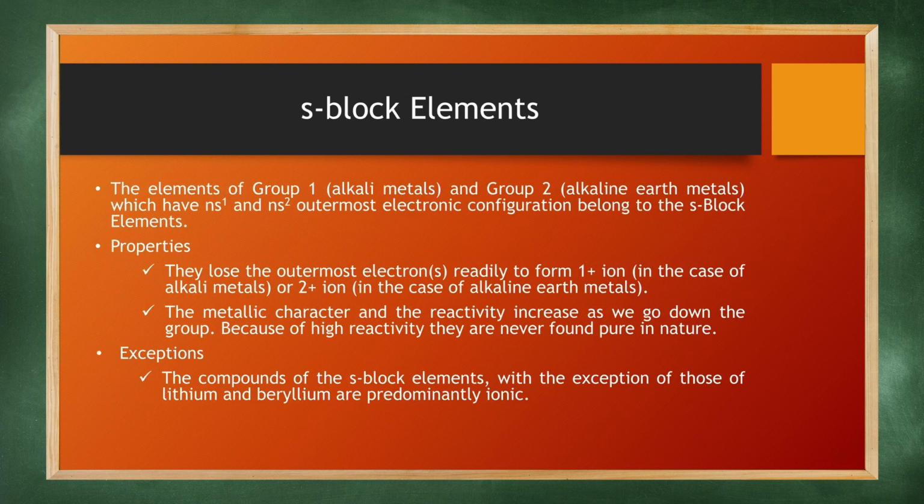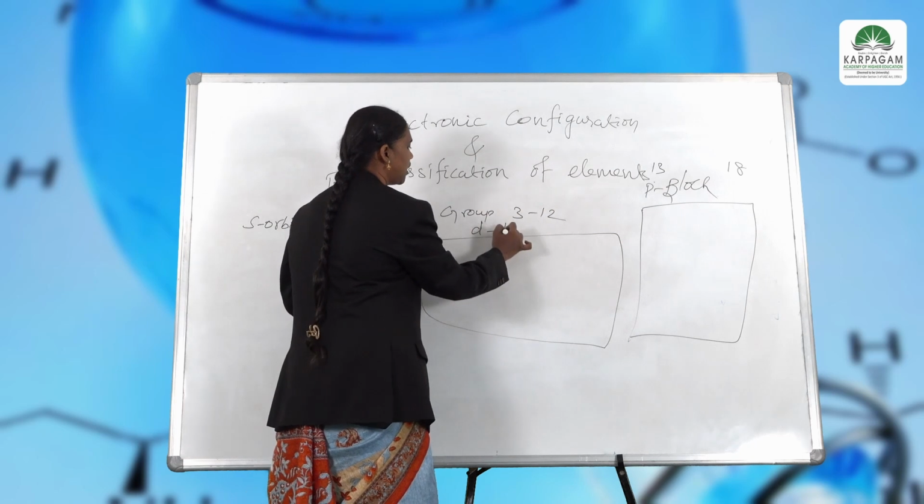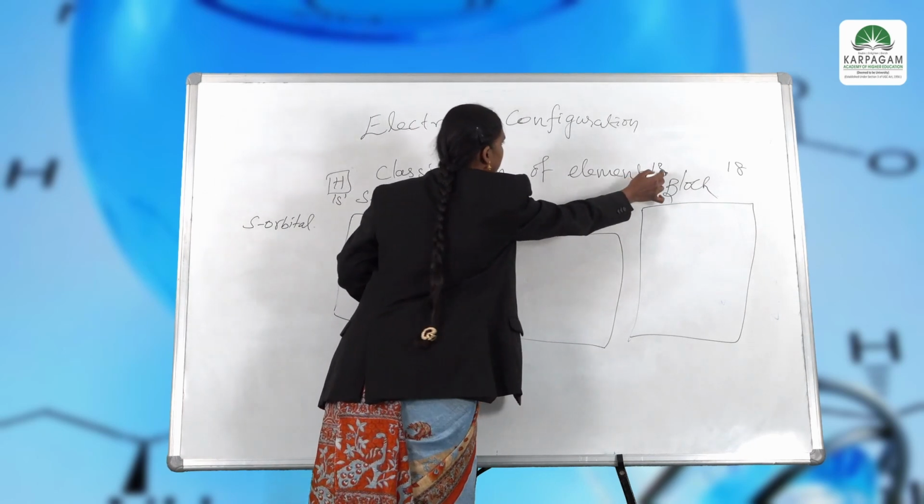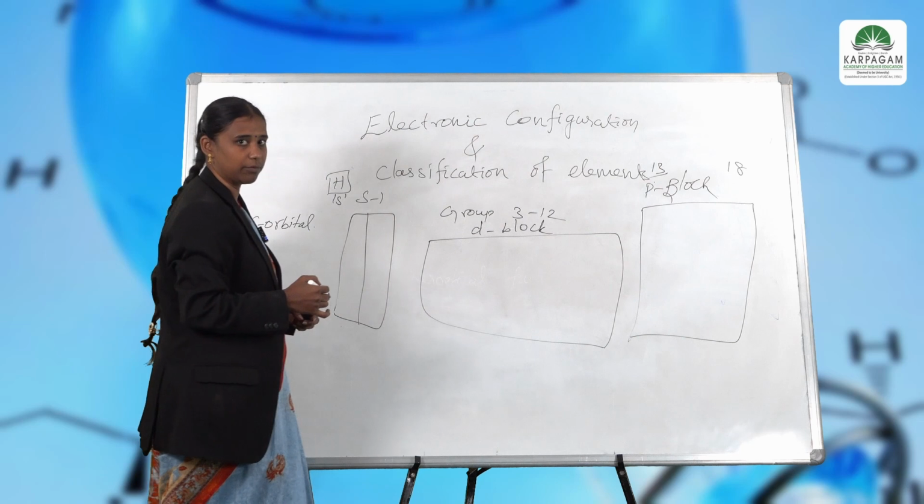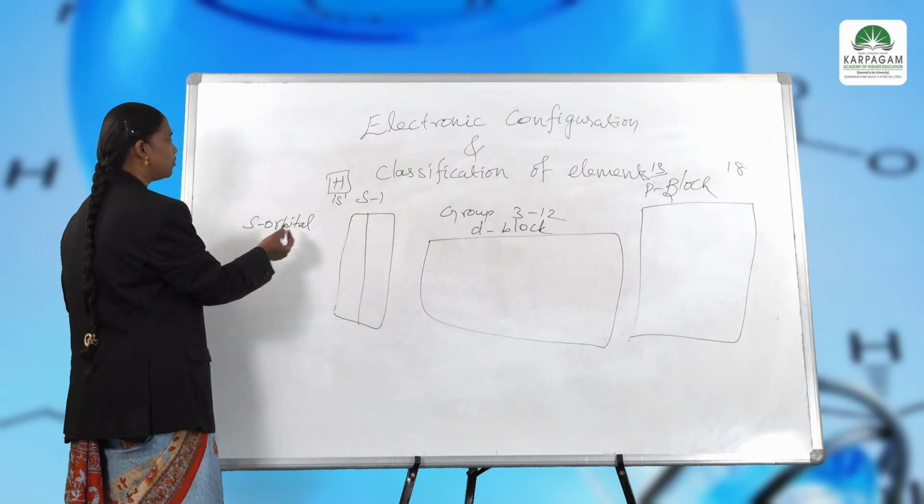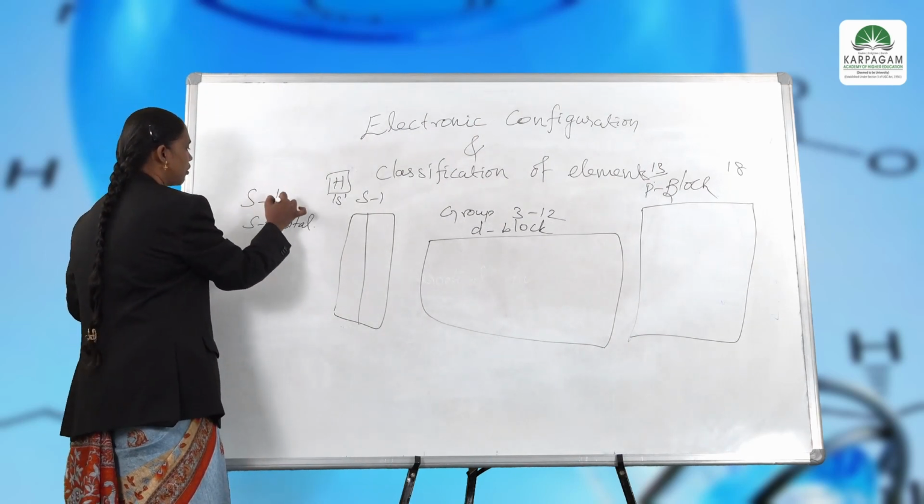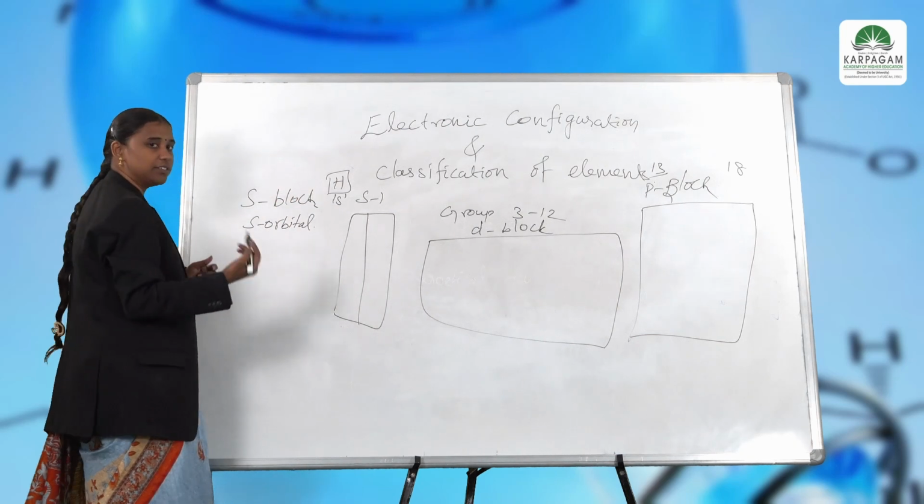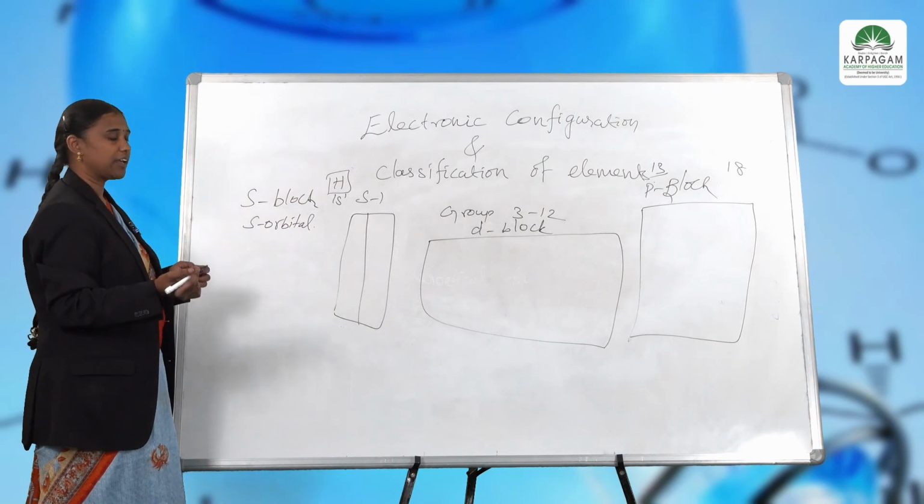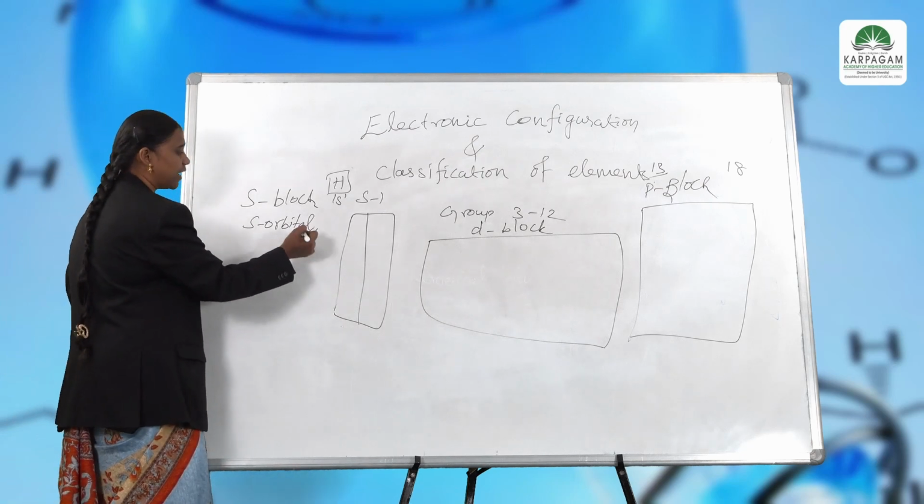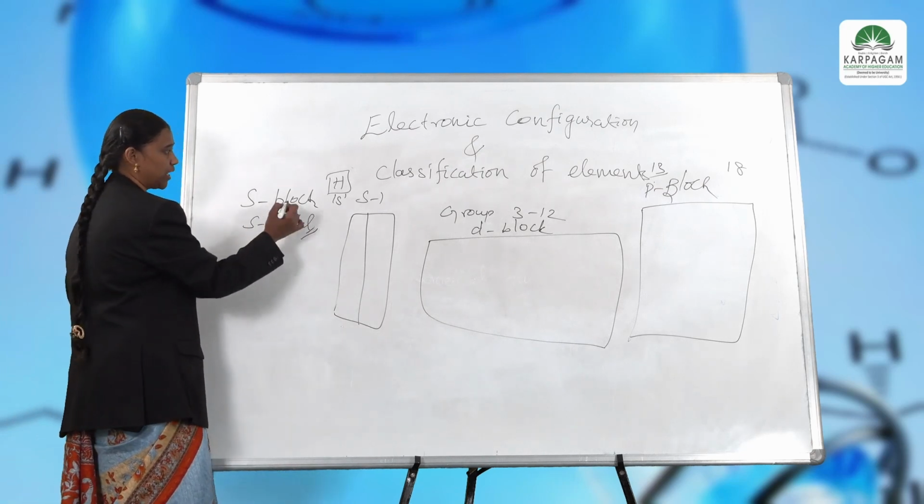Before going to S block elements: according to electronic configuration, the periodic table is classified into 18 groups. The first 2 groups are called S block elements, groups 3 to 12 are called D block elements and groups 13 to 18 are called P block elements. Now, S block elements are the elements which have the outermost electron in the S orbital.